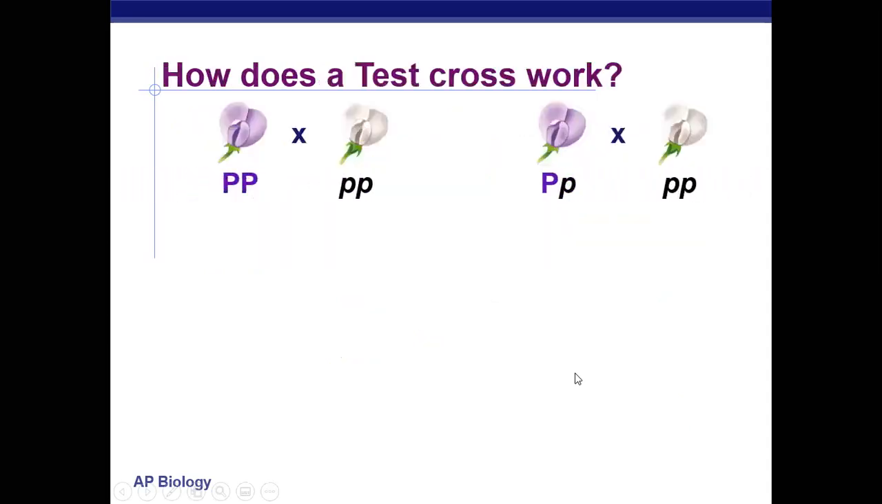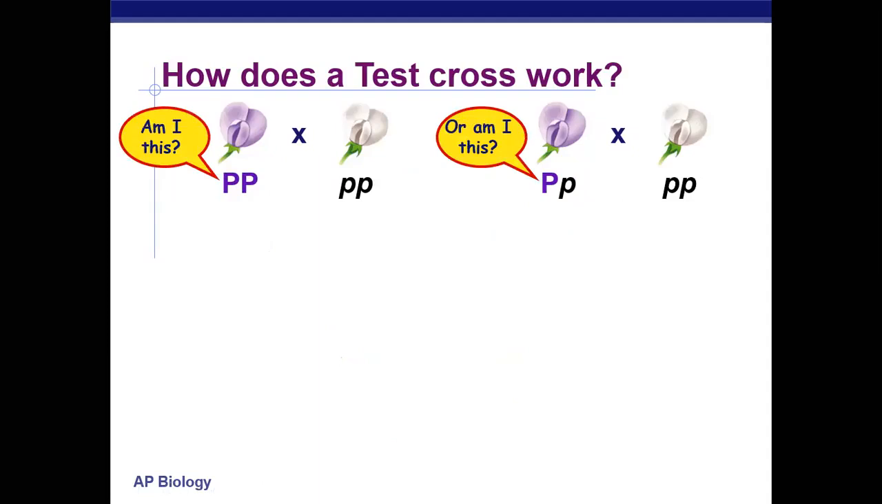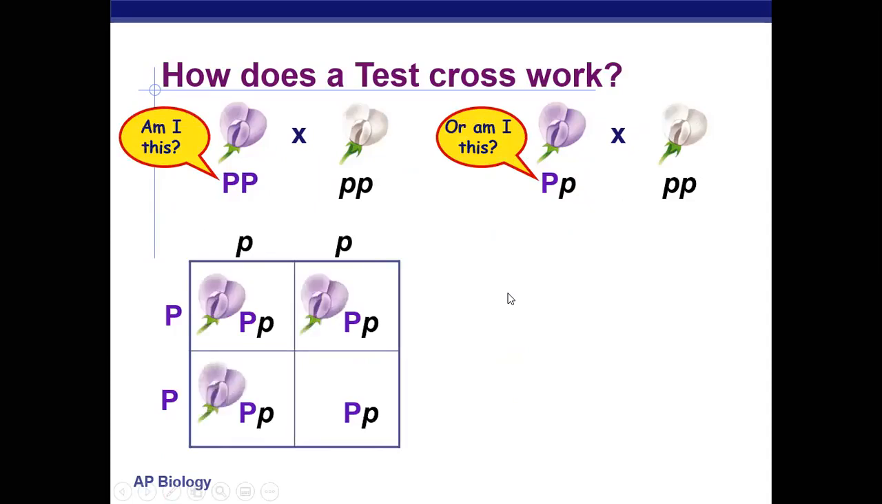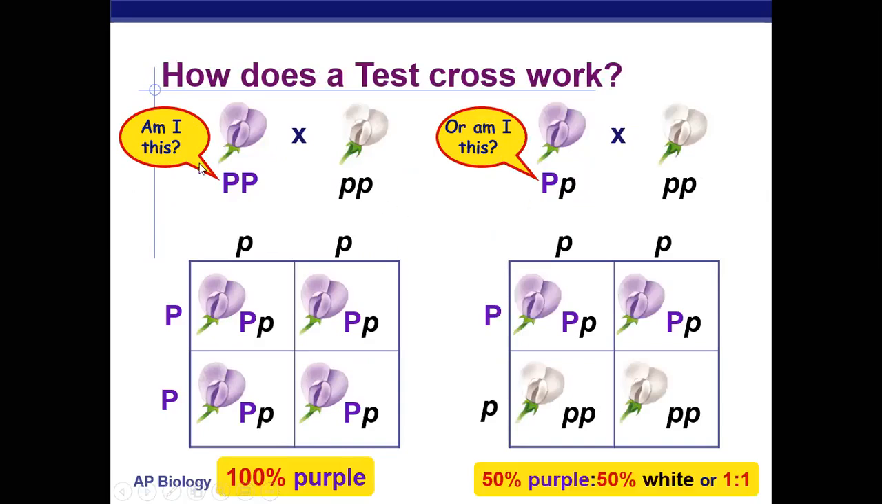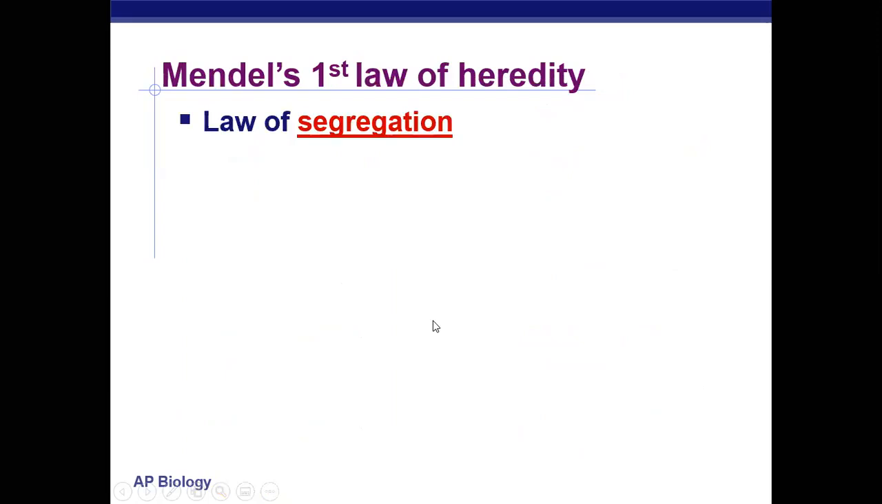We call this a test cross because we're trying to test what the alleles are. So is it big P or big P, little p? If it's big P, we already know, we've seen it. You're going to get 100% purple. But if it's big P, little p, well, those are going to be 50% purple. But then you have little p's across the board on the bottom, and those are going to be 50% white, or 1-to-1. Depending on what results you got, you would know what the unknown parent was in terms of genotype.